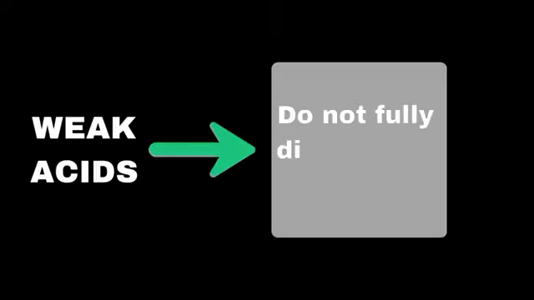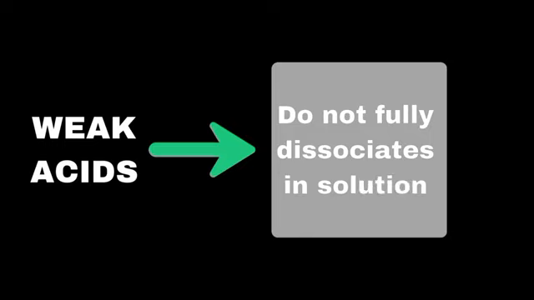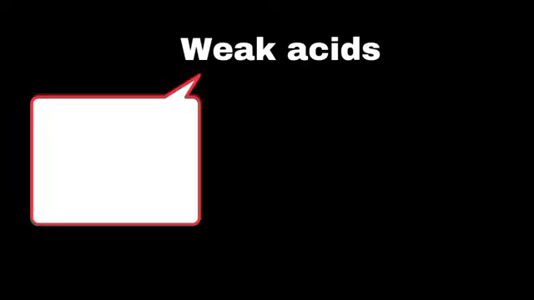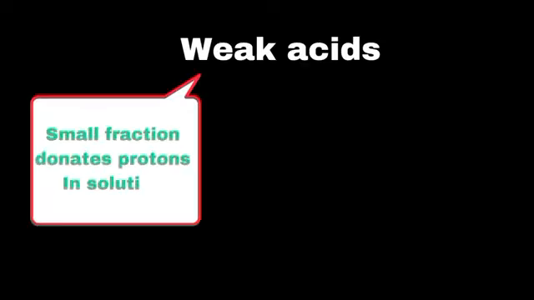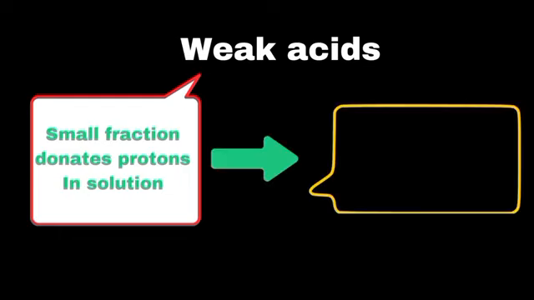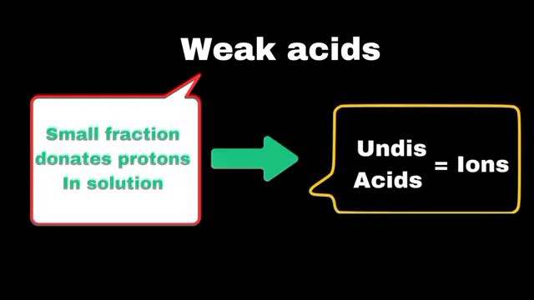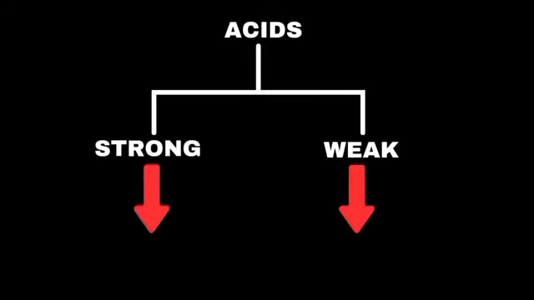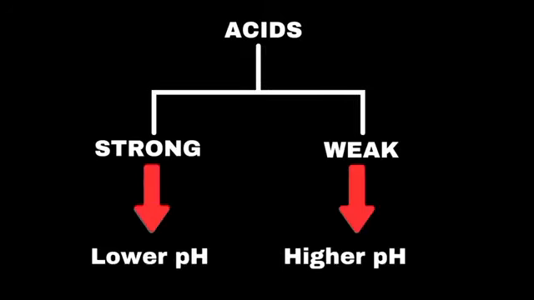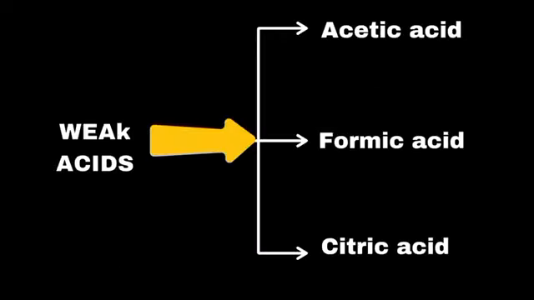Weak acids are acids that do not fully dissociate into their ions in an aqueous solution. This means only a small fraction of the acid molecules donate protons to the solution, resulting in an equilibrium between the undissociated acid and its ions. As a result, weak acids have a higher pH compared to strong acids at the same concentration. Some common examples of weak acids are acetic acid, formic acid, and citric acid.